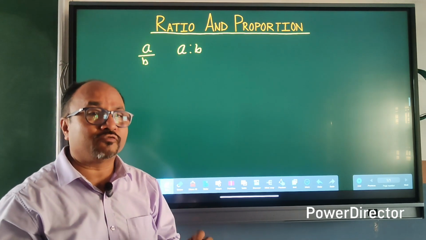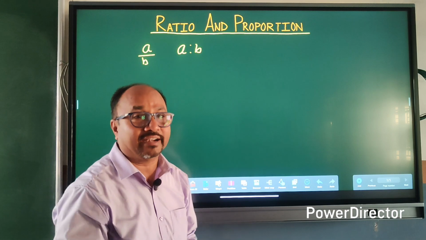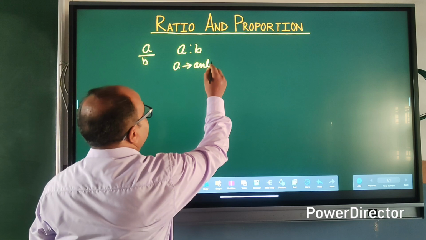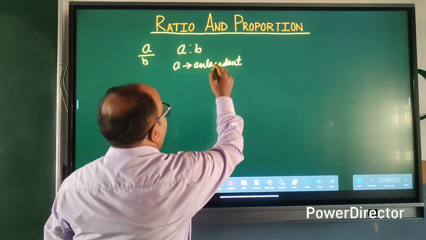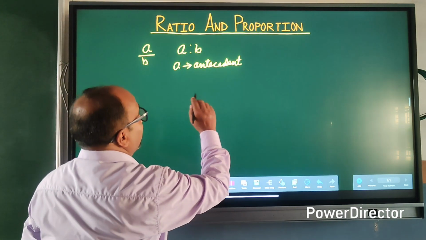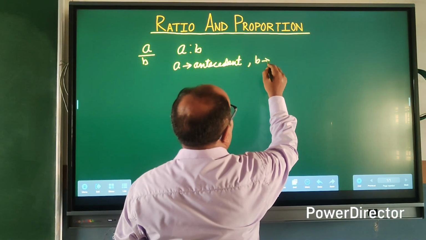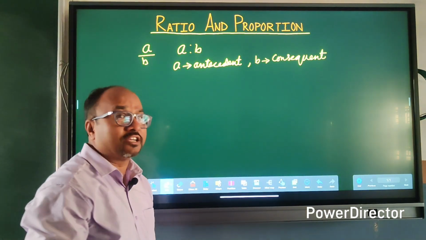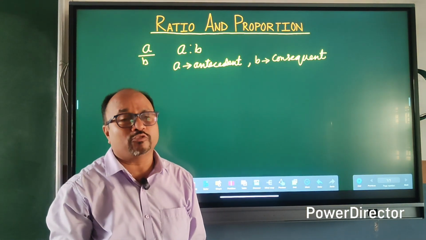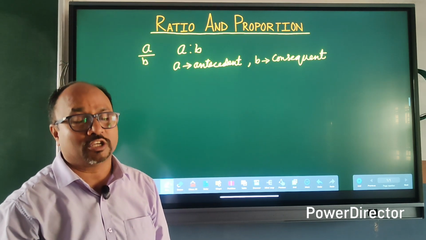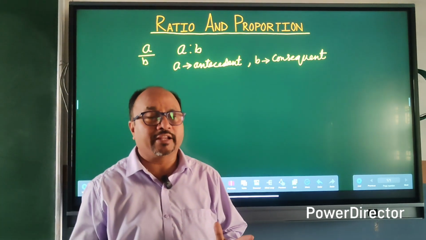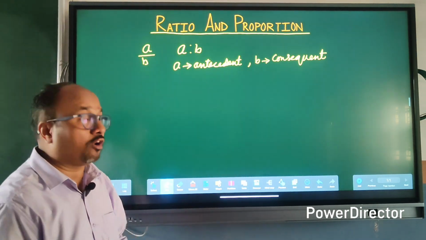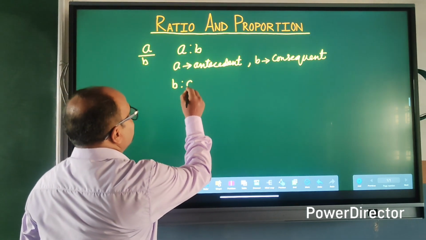Now in any ratio, the first part of it is called the antecedent. So the first part of the ratio, A, is called the antecedent, and the second part of the ratio, which is B, is called the consequent. These terms need to be remembered because in some of the sums they will inform you by these two words, antecedent and consequent. When we are writing the ratio, the order of it is very important. The ratio A is to B will not be the same as the ratio B is to A.